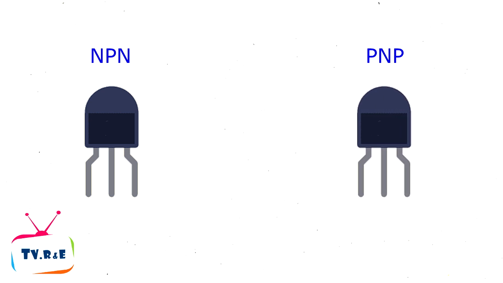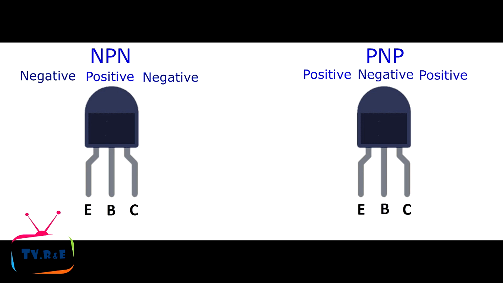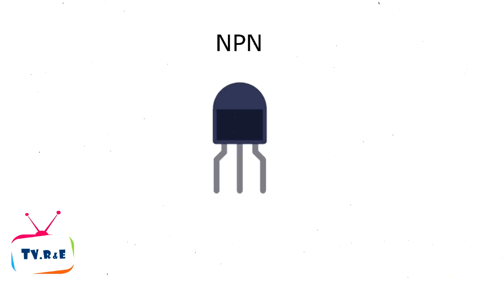One is called the NPN transistor and the other one is called the PNP transistor. And a transistor has three terminals: emitter, base and collector. NPN stands for negative, positive and negative, whereas PNP stands for positive, negative and positive. The NPN transistor is mostly used for negative supply, whereas the PNP transistor is mostly used for positive supply.